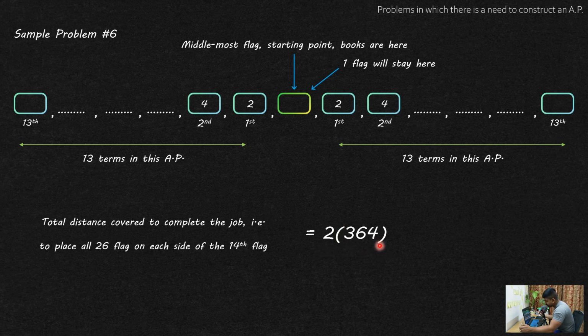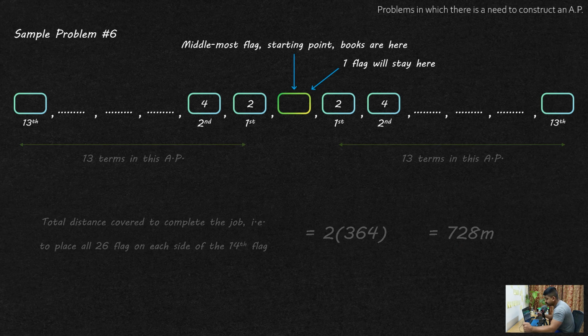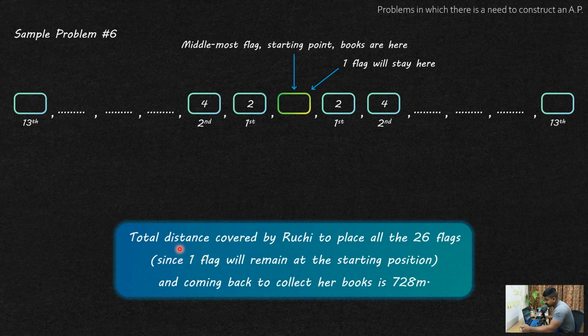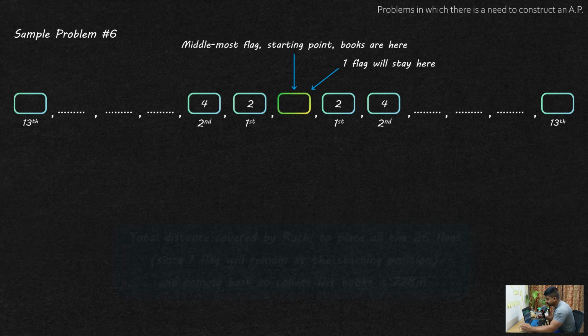Now what was 364? Correct. So the total distance covered to complete the job is equal to 728 meters. Now remember, she has to come back to the original position, to the starting position, to collect her books. So this distance also includes that journey. So the total distance covered by Ruchi to place all 26 flags, since one flag will remain at the starting position, and coming back to collect her books is 728 meters.